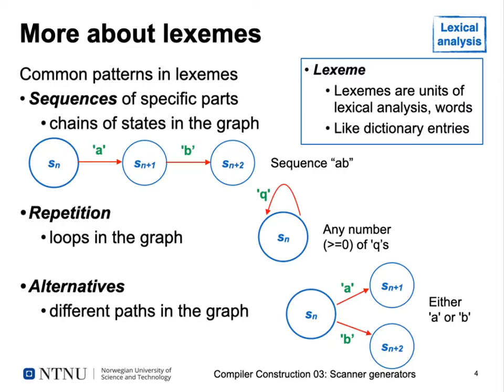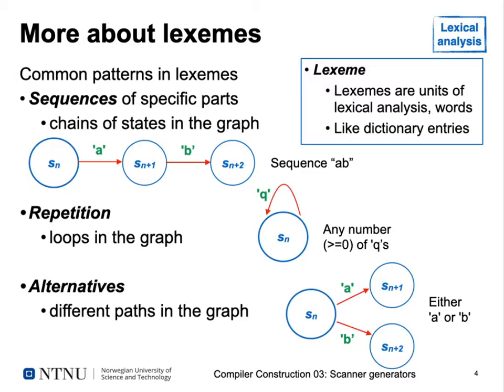To talk about DFAs, we've introduced lexemes. So lexemes are the units of lexical analysis, or in terms of grammar for human languages, it would be words, and you can compare them to something like dictionary entries. And in lexemes, we can have common patterns which we want to express in terms of our DFA. So we want to build simple partial DFAs to recognize some of our common patterns that show up in lexemes.